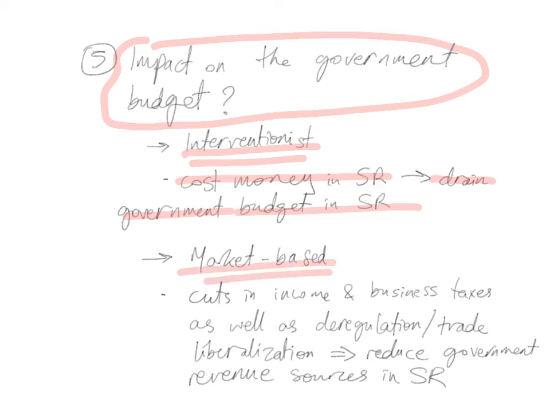Market-based supply-side policies, when you have cuts in income and business taxes to increase incentives for people to work and businesses to invest, as well as deregulation and trade liberalization, might reduce government revenue sources in the short run. If you're cutting income and business taxes and you're deregulating and liberalizing trade, the government's losing all of these tax and tariff revenue sources in the short run. So they might actually have a very negative impact on the government budget, especially in the short run.